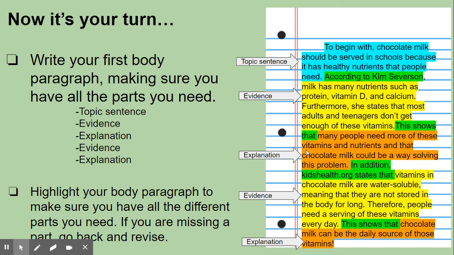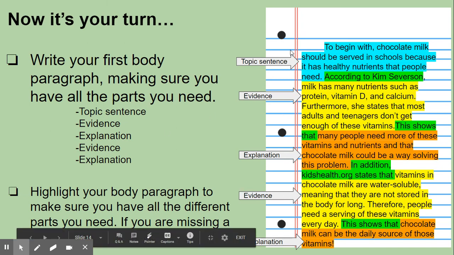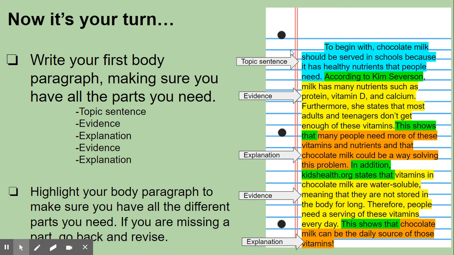All right, so now it's your turn. You're going to write your first body paragraph, making sure you have all the parts you need. And again, you are following this structure: topic sentence, evidence, explanation, evidence, explanation. And it's outlined nicely here. And once you write your body paragraph, this is a good time to go back and revise. So highlight your body paragraph to make sure you have all the different parts you need. And if you're missing something, or you realize that your explanation is only a couple of words, you're going to go back and elaborate and add on to that.